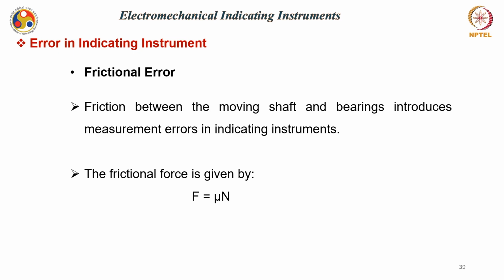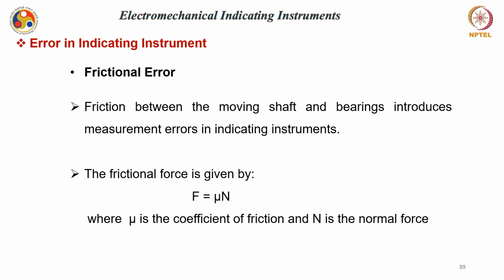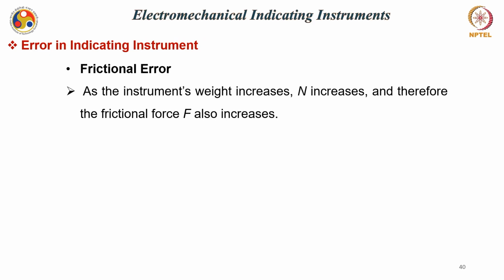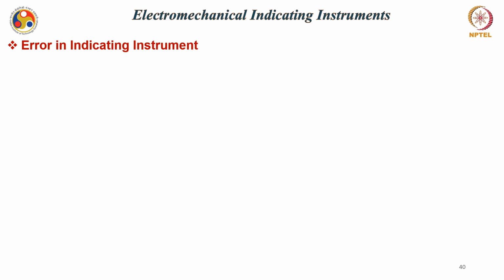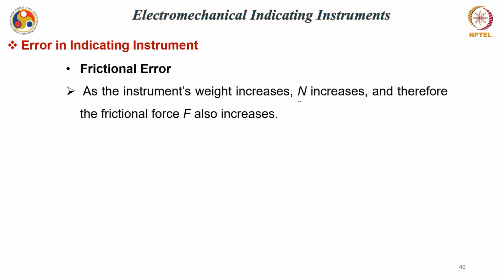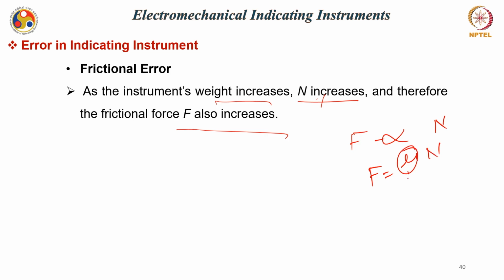Okay, the frictional force can be given as F equal to mu n, where mu is the coefficient of friction and n is the normal force. Now as the instrument's weight increases, this n value increases, because this is the normal force acting because of the weight. And the frictional force has to increase because it has to balance this n. So F is equal to mu n, and if you are trying to keep this constant and n is changing, then this has to change.